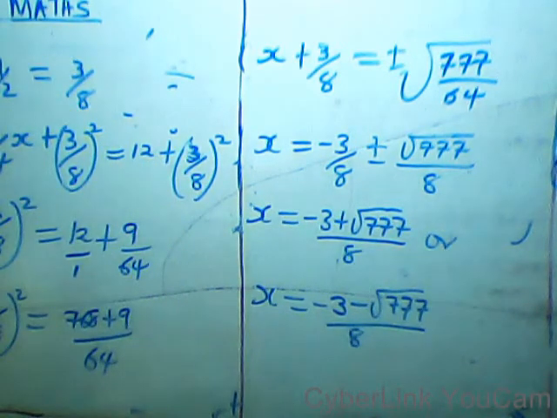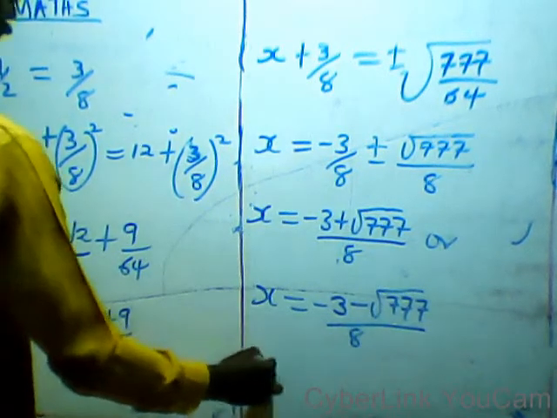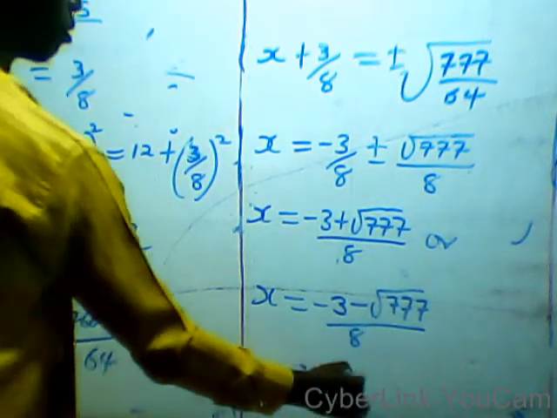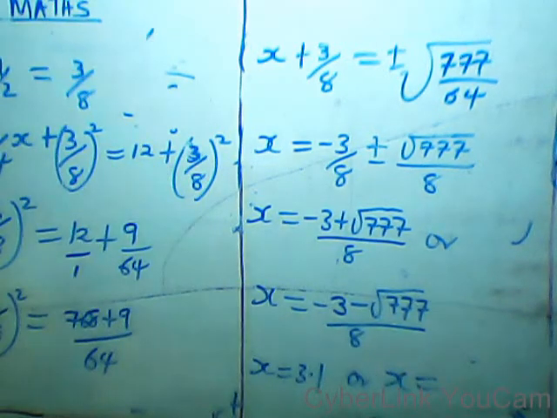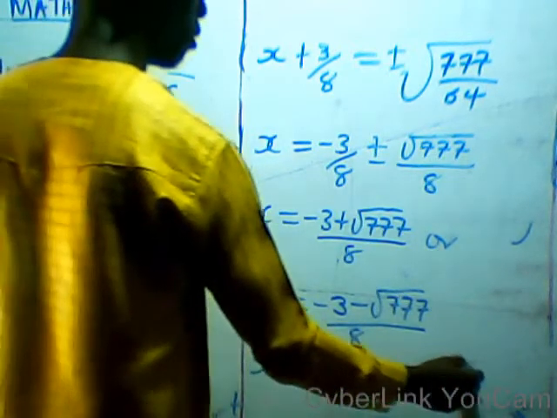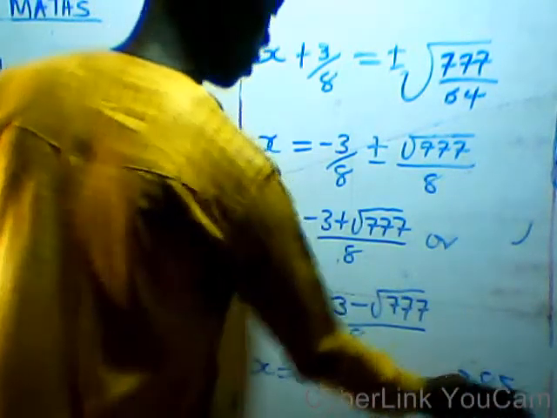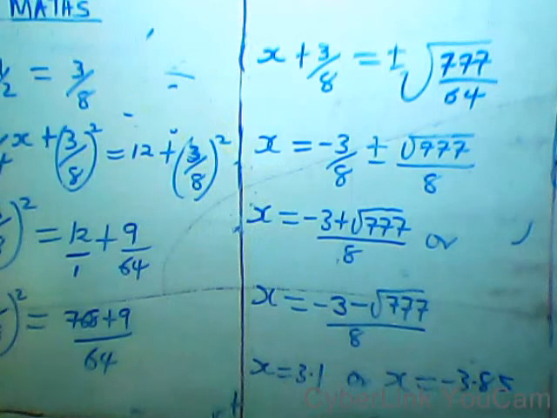And if you press that very well, you are going to have x will be 3.1, or x will be minus 3.85. That is what you are going to have, inshallah.